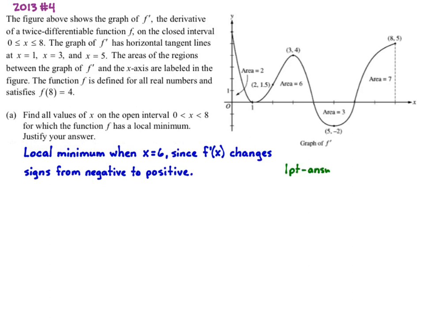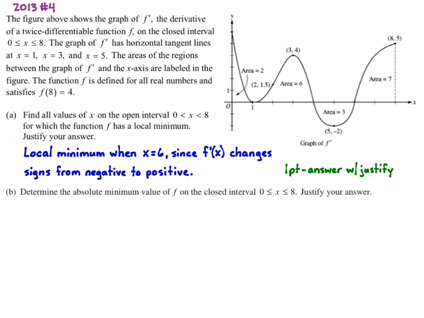Point values here, you're going to get 1 point for your answer with your justification. So only 1 point here. If you have the correct x value, but the justification is not correct, you don't get the point. So be careful on that.